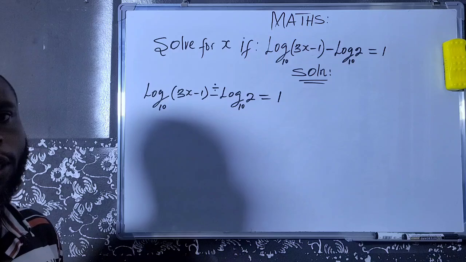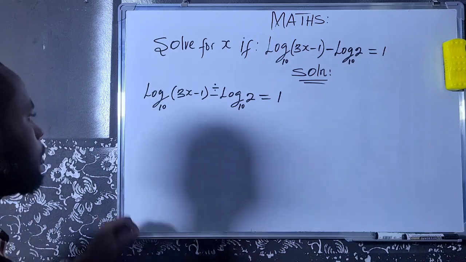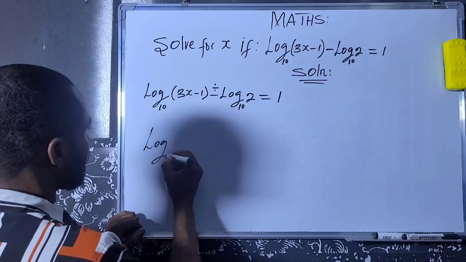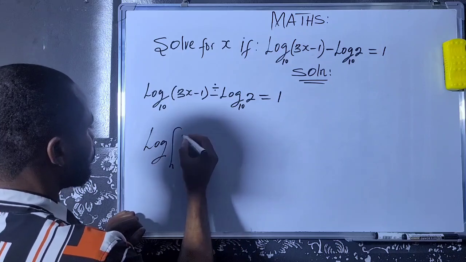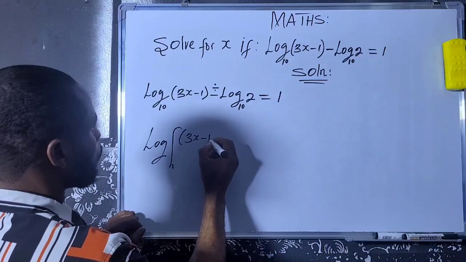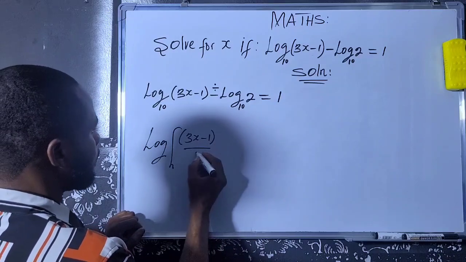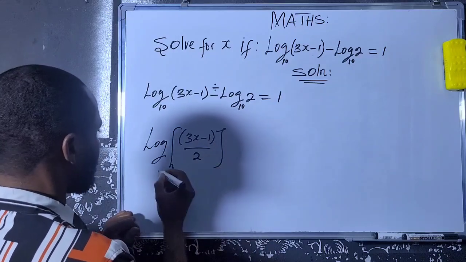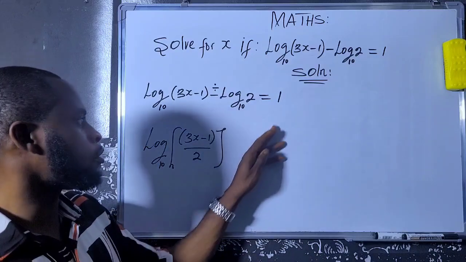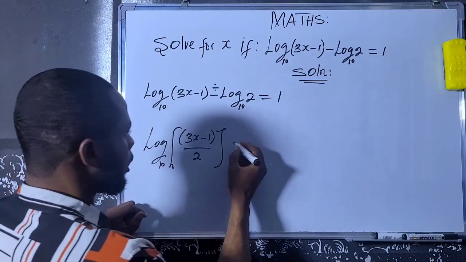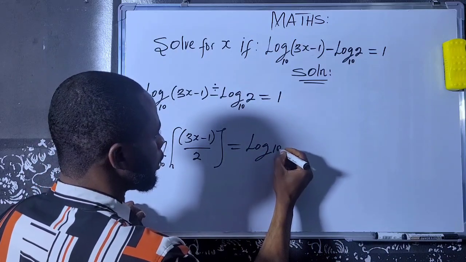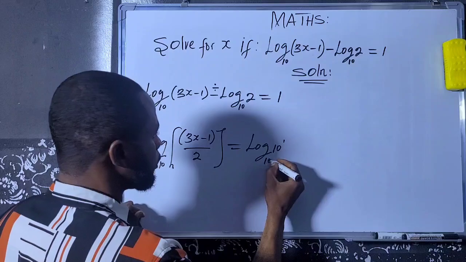the left-hand side expression will be expressed as log of 3x minus 1 divided by 2, base 10. Then you are going to take the log of both sides at the same time, and this equals log of 10 to the power of 1, base 10.